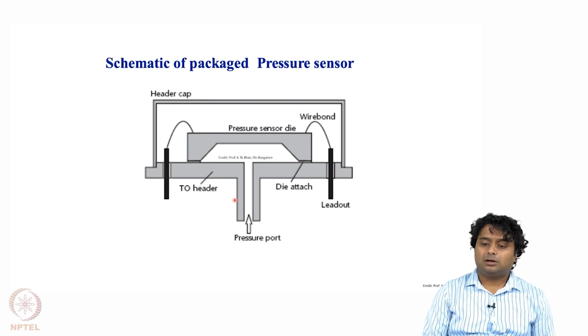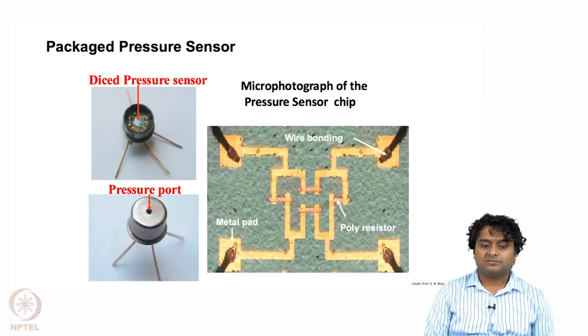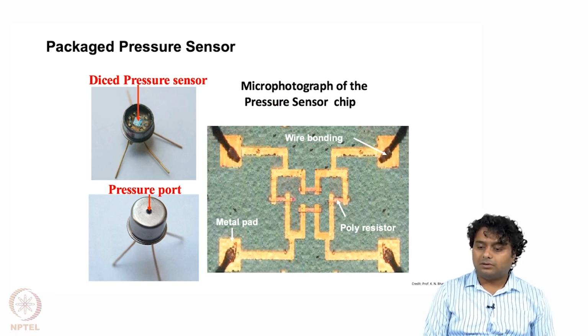And then we will package the device. This is the schematic of the packaging, and there we have put a header cap so that, if air or moisture is harmful for our device, we can remove the air or moisture from this part, package it under vacuum, and take the leads out for our applications. And this is the final packaged device, made by Professor Ken Bhatt in IIT Bangalore and also in IIT Madras. There you can see the actual photograph of the pressure sensor.